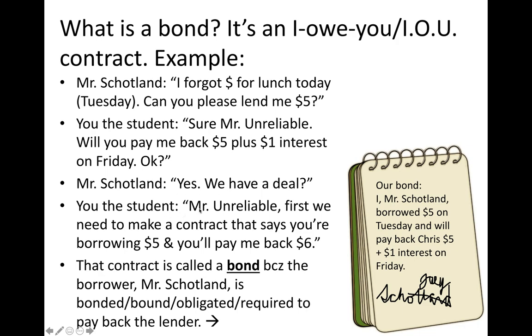And you, the student, say, "Whoa, Mr. Unreliable, first we need to make a contract that says you're borrowing $5 and you'll pay me back $6." That contract is called a bond because the borrower, Mr. Shotland, is bounded or bound, obligated, required to pay back the lender. A simplified version would look like this, okay? Here's our bond. I, Mr. Shotland, borrowed $5 on Tuesday and will pay back Chris, the student, $5 plus $1 interest on Friday.